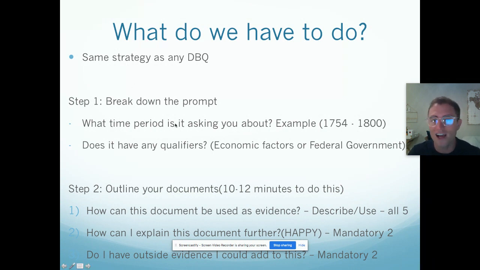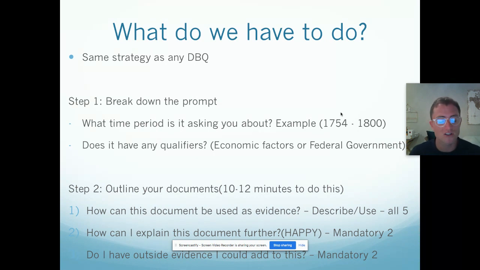First of all, what time period is it talking about? If it's talking about 1754 to 1800, take a breath and say, okay, what is this time period? This is the revolutionary time period. 1754, that's the first year of the French and Indian War. 1800, that's the election of Jefferson. You should be able to piece together what's happened in between those two things and say, okay, I know exactly what they're asking me about here.